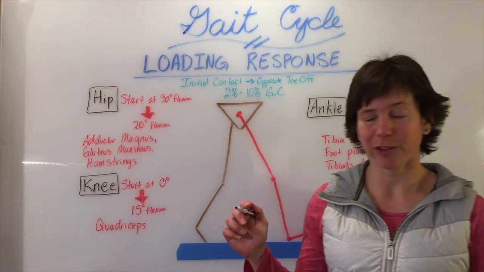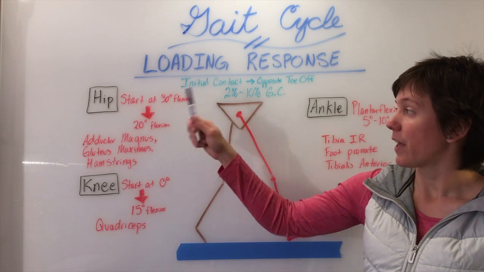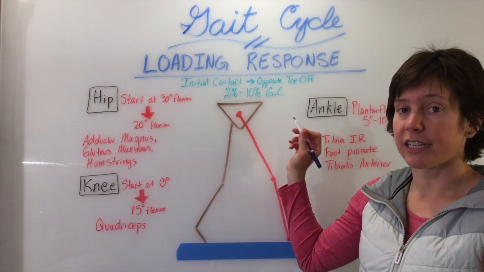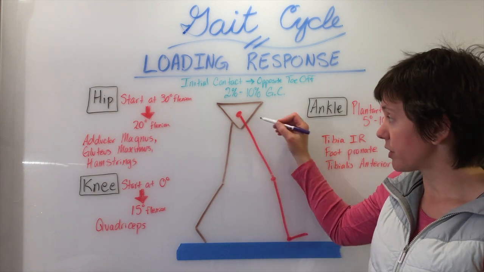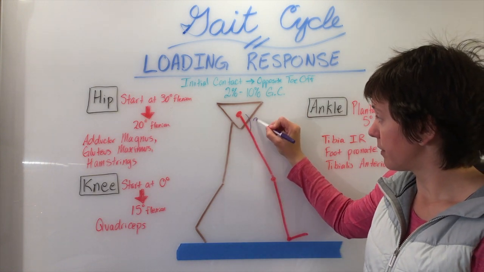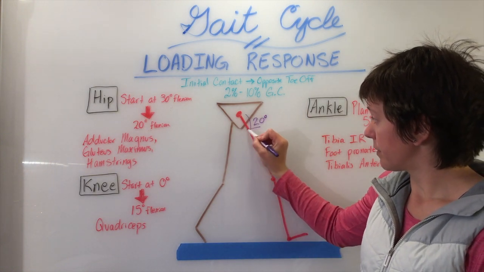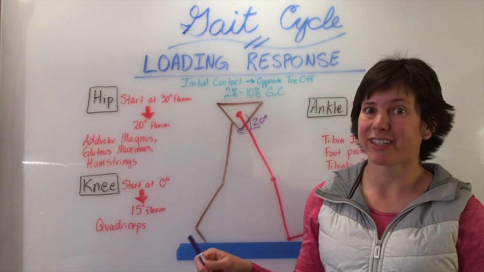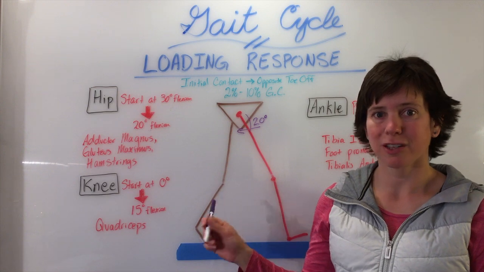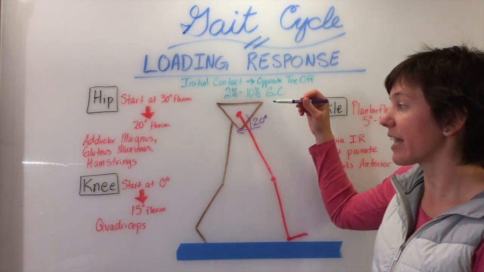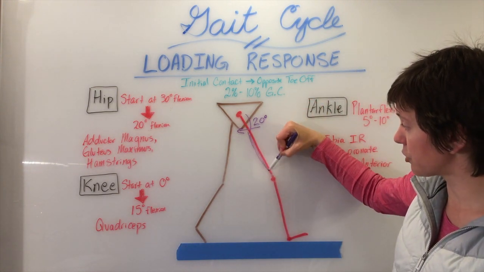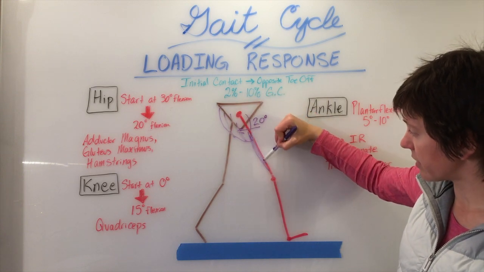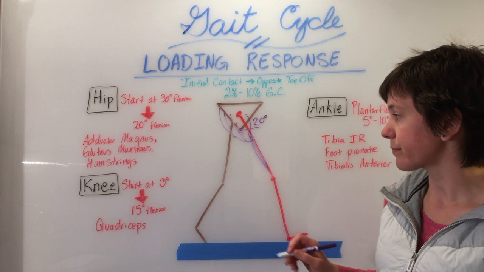So let's talk about loading response at the hip. At the hip, it was starting at about 30 degrees of flexion, and it is moving into 20 degrees of flexion. And then the muscles activated during this are adductor magnus, gluteus maximus, and the hamstrings. So we've got the hamstrings, glute max, and adductor magnus, which is on the medial side.